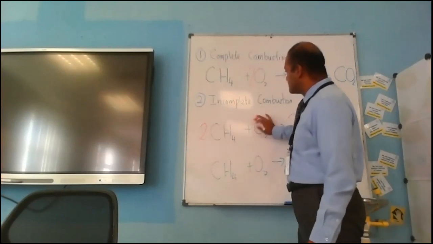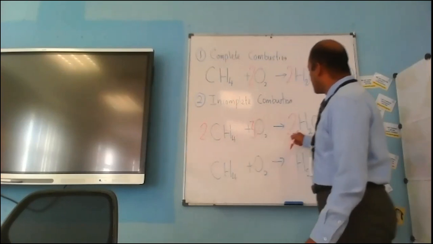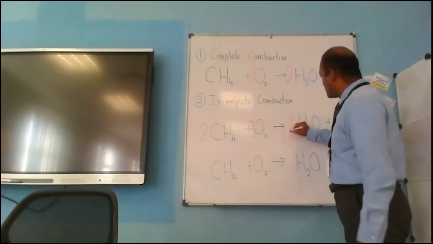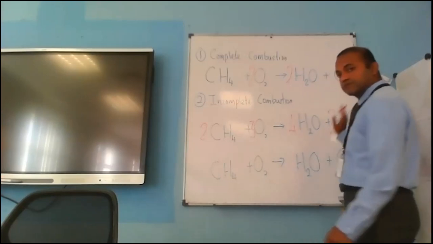1.5 multiplied by 2 is 3. Here multiply by 2, it becomes 4, and here you have 2. So this is the way.